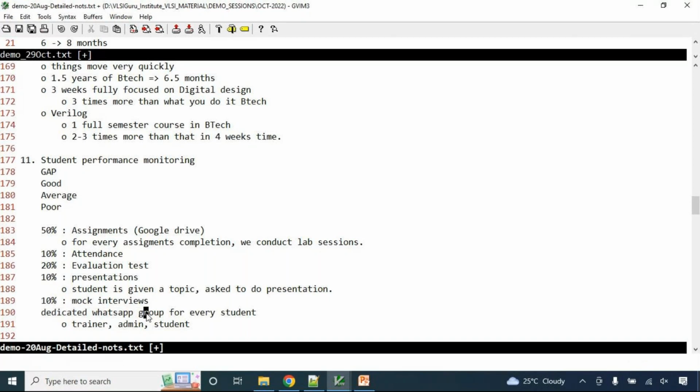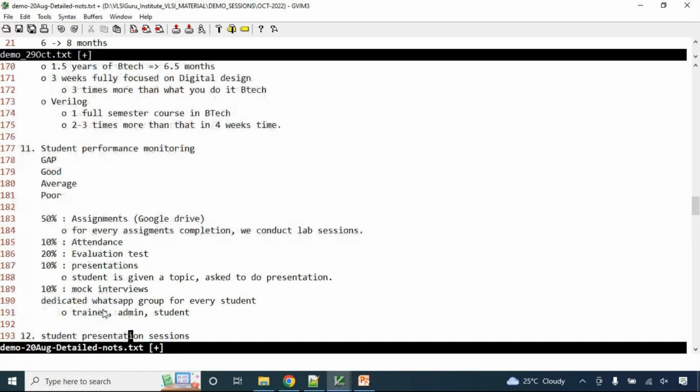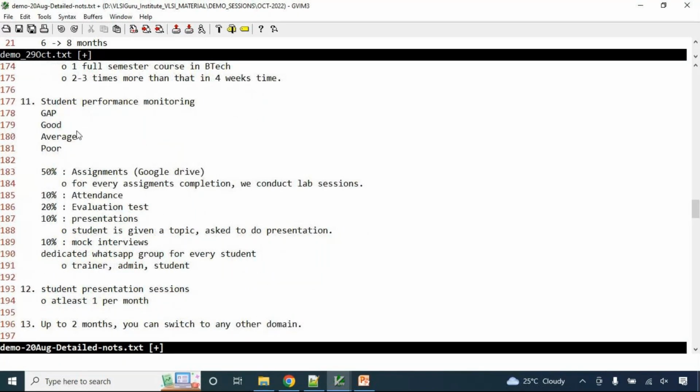Hence we created this WhatsApp group, where every student is given one unique ID. It's like a VLSI Guru ID, through which you will track everything. Your performance, everything will be tracked through that only. That's pretty much about it. Based on this performance tracking, we divide the people into three categories: good performing students, average performing students, and poor performers.